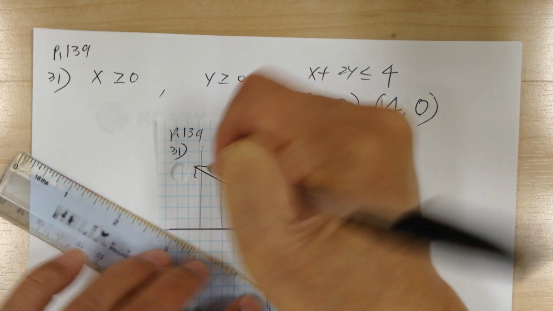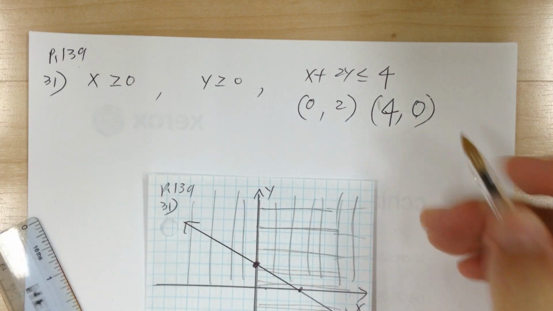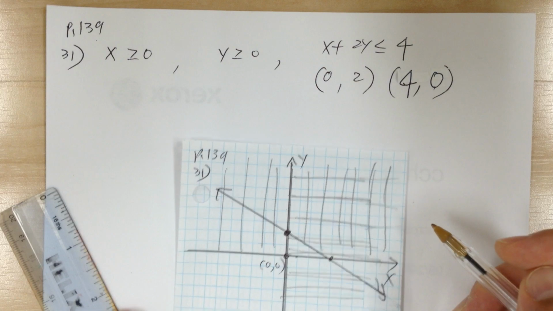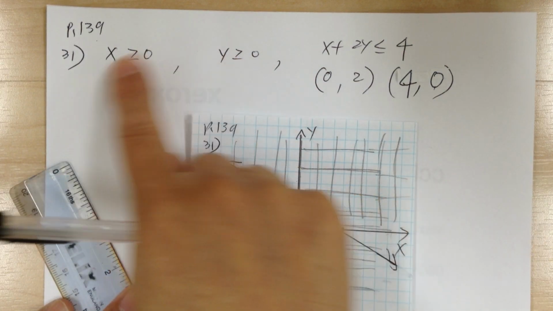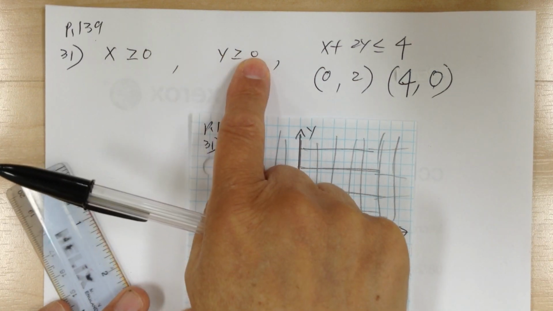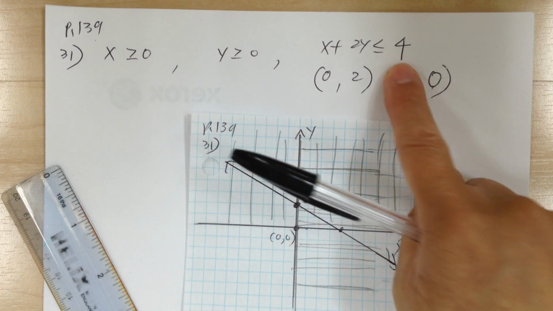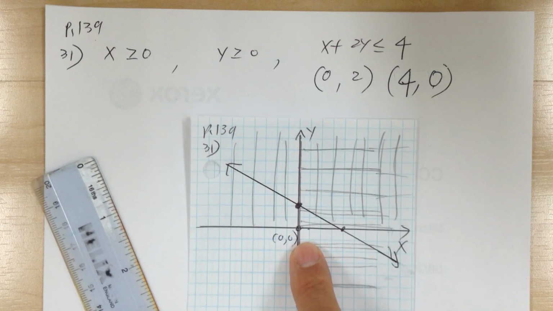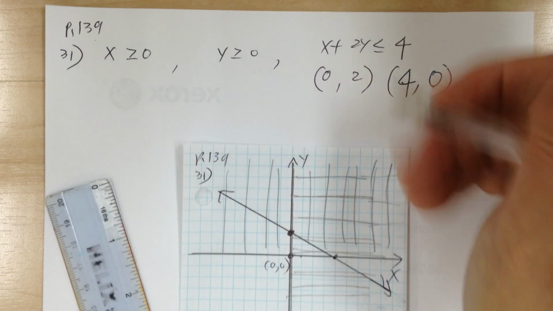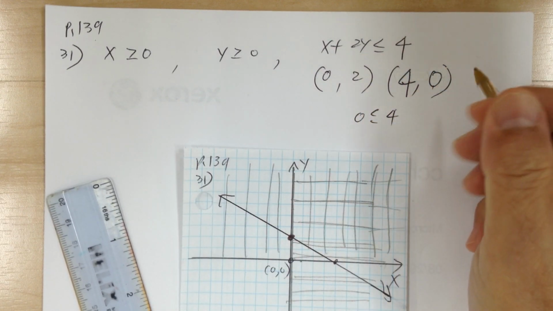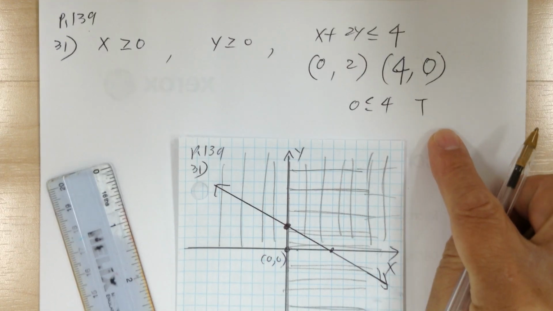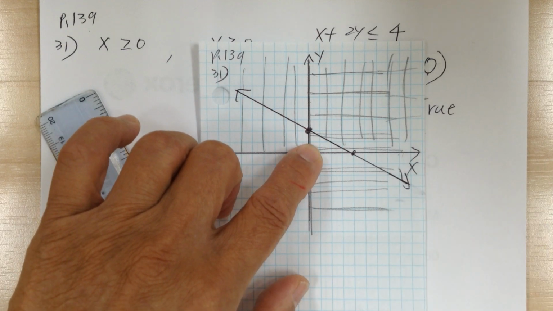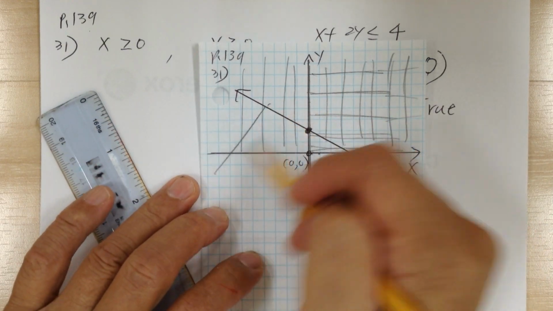Okay, and then you have to do the testing. So if you choose 0, 0 as your testing point. Now the other ones we don't have to do the testing point because they are so obvious. But this one is not as obvious, so let's do the testing point. So you put 0, 0 in here, you're going to get 0 less than or equal to 4. So that is true. So this point is true. That means your graph is going to go this way.